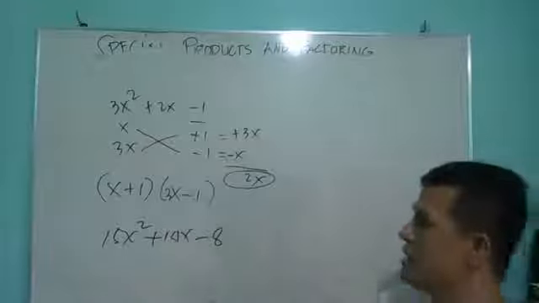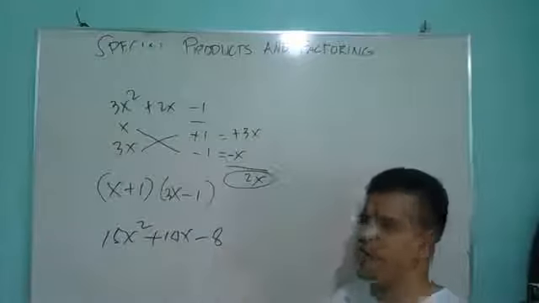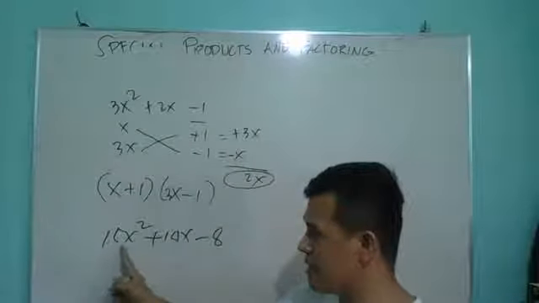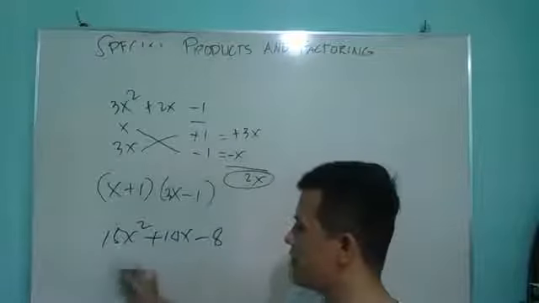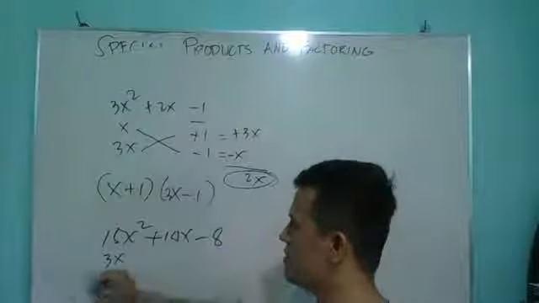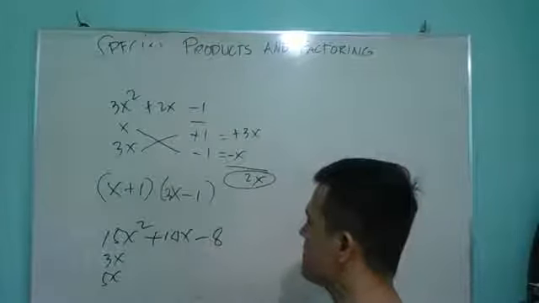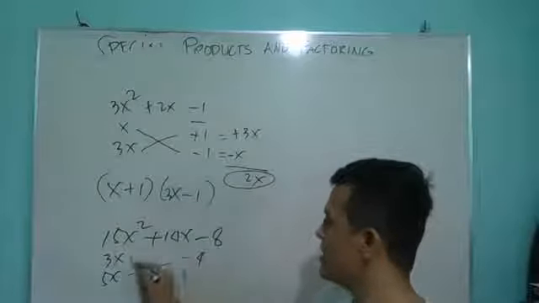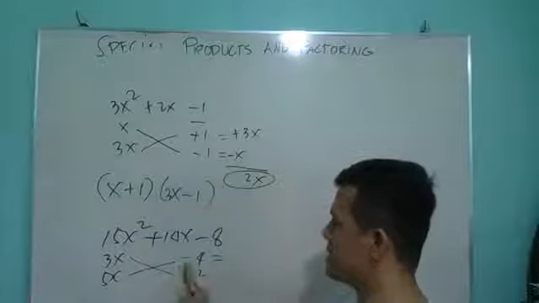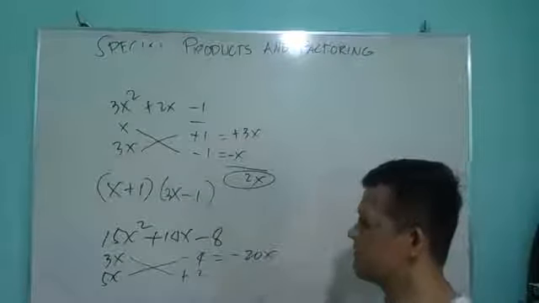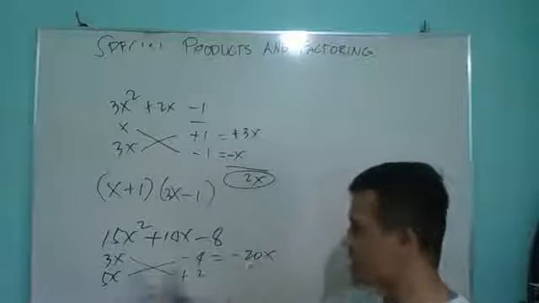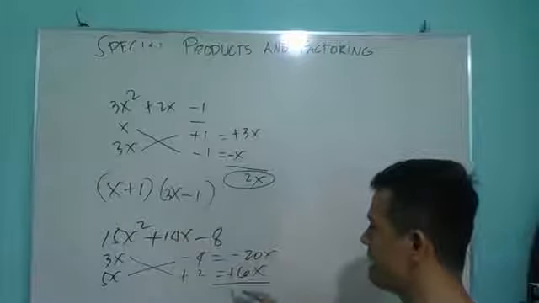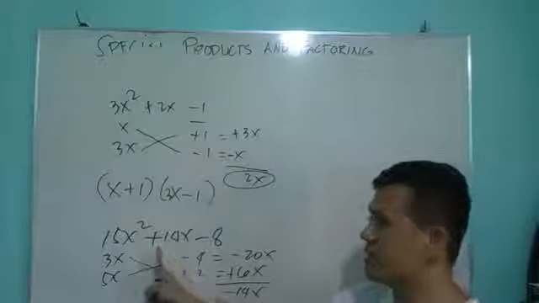Okay. So if you have 15x squared plus 14x minus 8, how are you going to do this one? Again, factor this one. What are the factors of 15? So we have 3x and 5x. Factors of negative 8, we can have negative 4 and positive 2. Let's try. Cross multiply like that. 5x times negative 4 is negative 20x, and then 3x times 2 is positive 6x. Adding them, we have negative 14x, which is not the middle term.